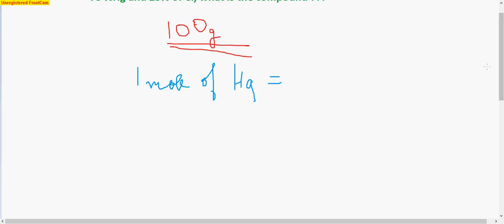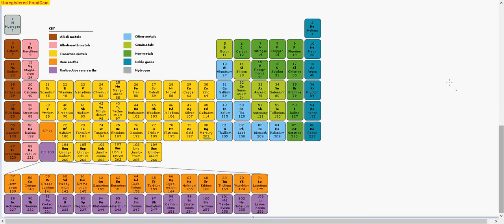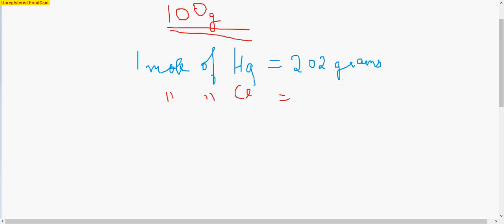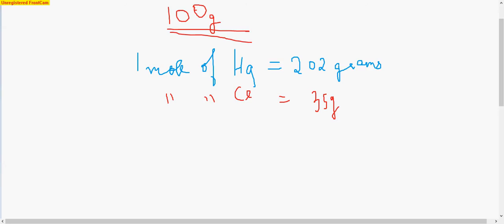So if 1 mole of mercury is taken, we will have 202 grams, right? Okay, similarly 1 mole of chlorine will be how many grams? What is the atomic mass unit of chlorine? 35. Therefore 1 mole of chlorine will be 35 grams.